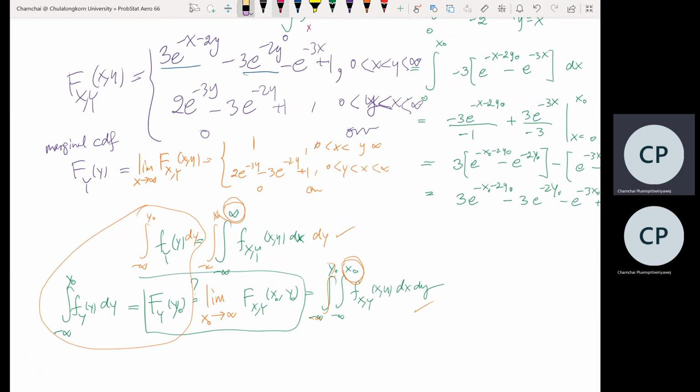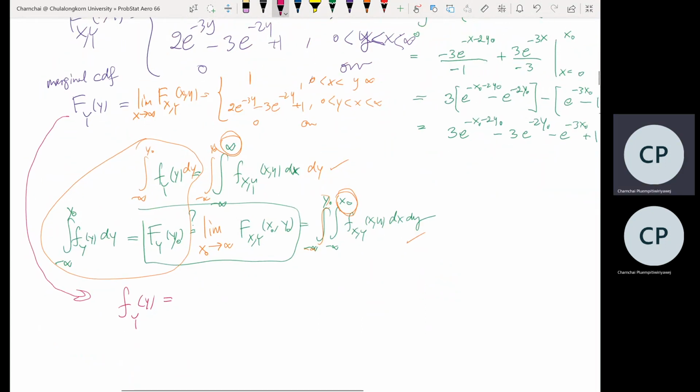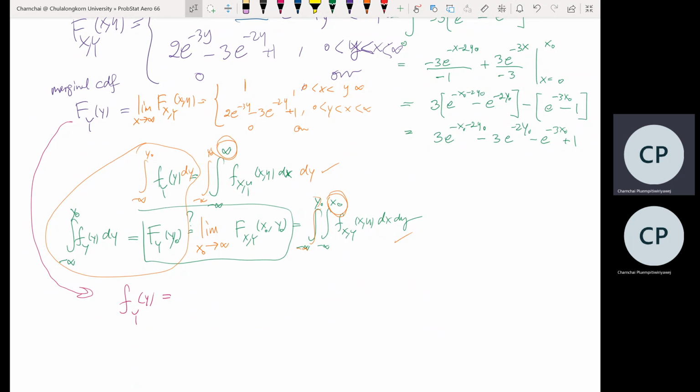Next, the last one before we leave, f of y. If you want to find the marginal PDF of y, what is it equal to? What's the marginal PDF related to the marginal CDF?